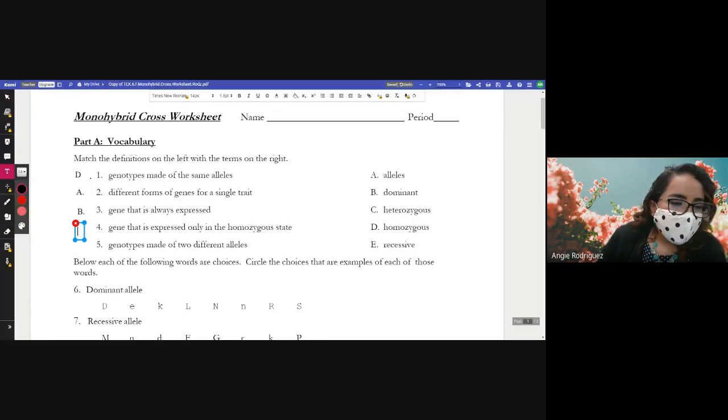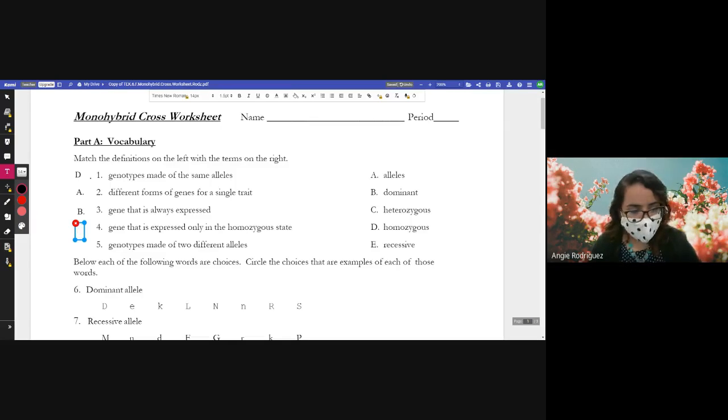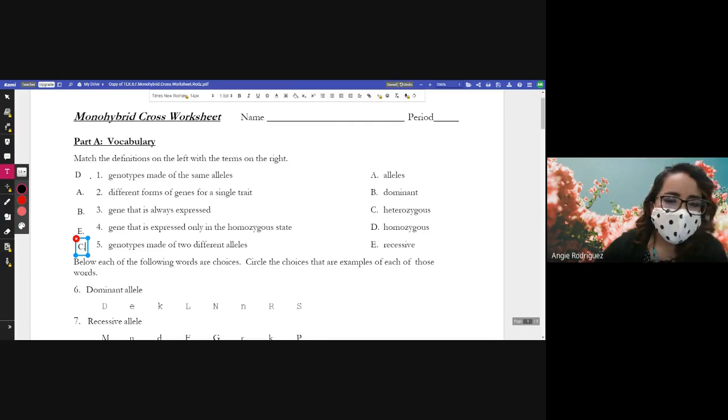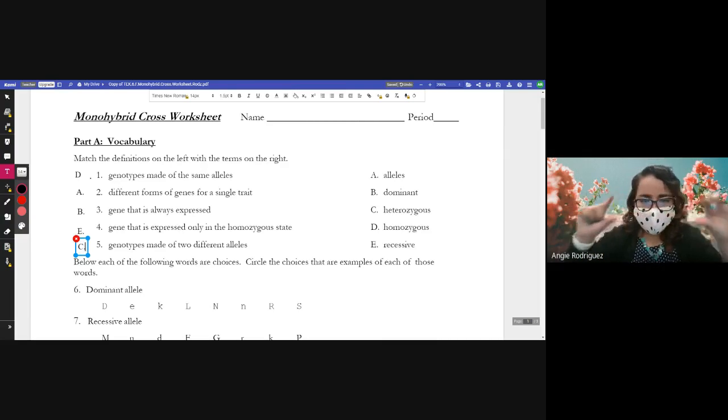Number 4, gene that is expressed only in the homozygous state. E is the correct answer for number 4, E as in elephant. So then that leaves us just with C, right? Heterozygous. Phenotypes made out of different alleles or 2 different letters, like big W, little w. So make sure you type them out or write them out on ClassKick. You have the little tools there on the top for you to use.